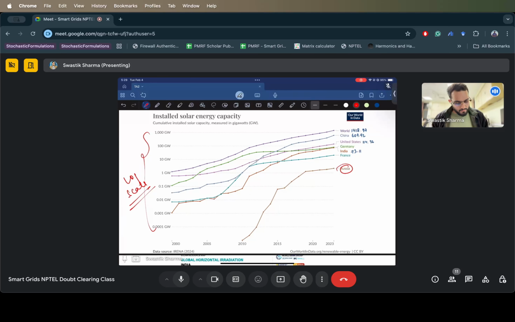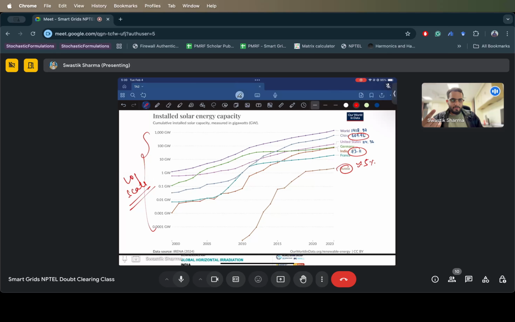If you see world, we have 1418.97 gigawatts of installed solar energy capacity, right? And out of which, how much is India? 73.11. We are only around 5%, right? Yeah, so it's very less. And you see our counterparts, China, it's like 609.92.